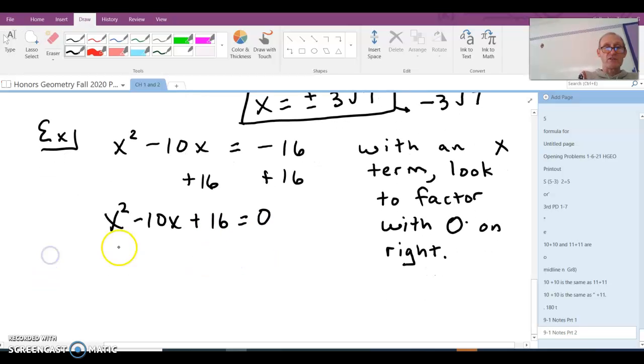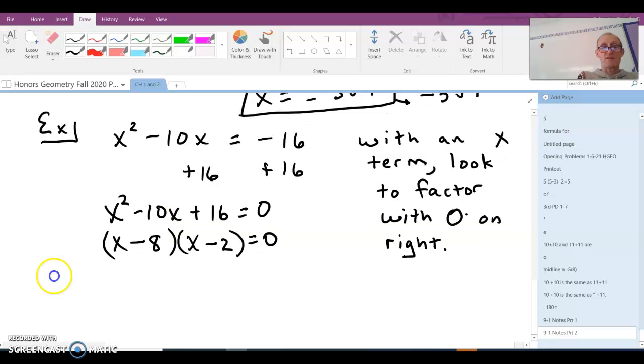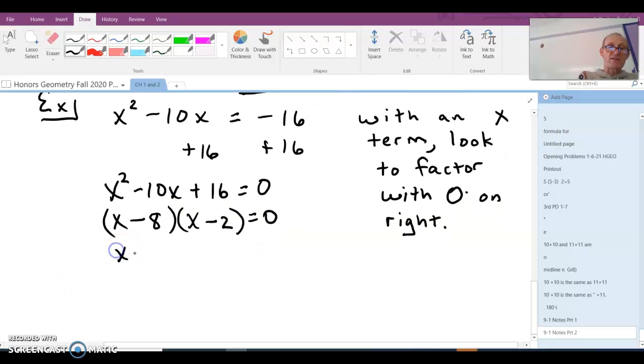You've done this a lot. Factoring is a big deal. x and x here, and two numbers that multiply to get positive 16 and add to get negative 10 are negative 8 and negative 2. Because negative 2 times negative 8 is positive 16, and negative 8 plus negative 2 is negative 10. And then we set this factor equal to 0, and we get x equals 8, and we set this factor equal to 0, and we get x equals 2.